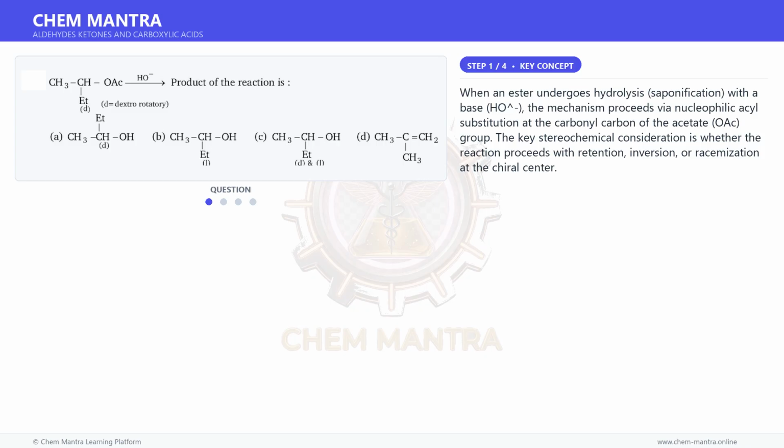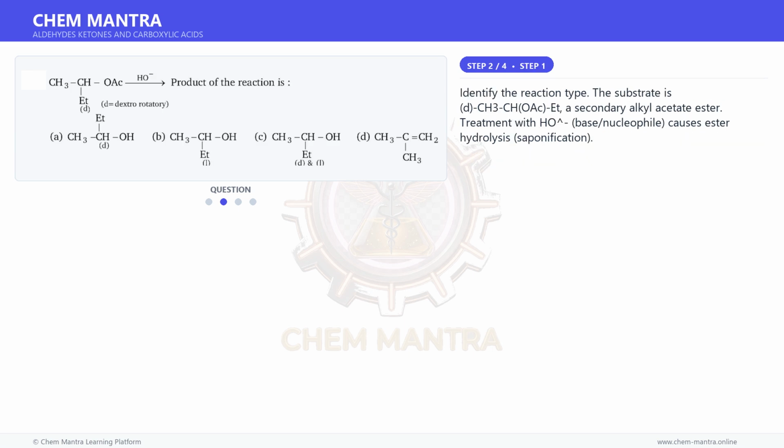When an ester undergoes hydrolysis, saponification, with a base, OH-, the mechanism proceeds via nucleophilic acyl substitution at the carbonyl carbon of the acetate, OAc, group. The key stereochemical consideration is whether the reaction proceeds with retention, inversion, or racemization at the chiral center.